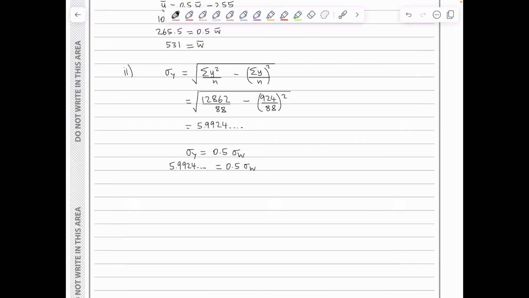So we get 11.9848... to be the standard deviation of W. Remember, we're trying to find the variance, so we need sigma squared W, which turns out to be 1,580 over 11, which is 144.